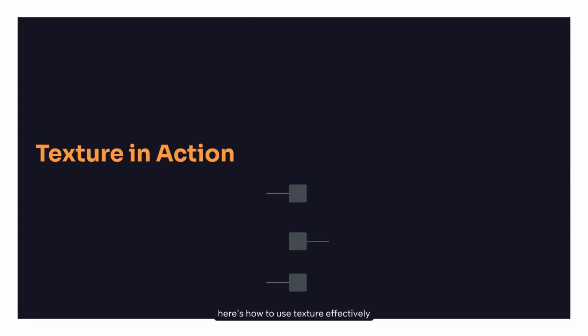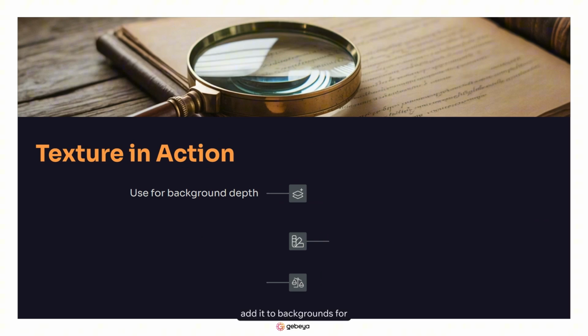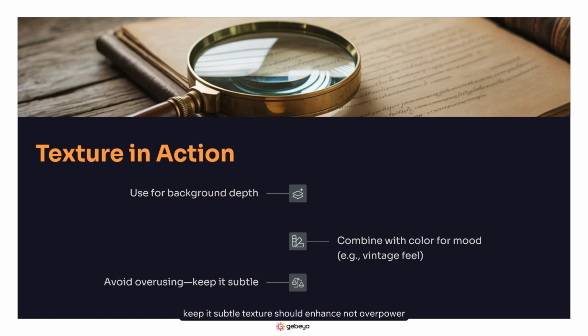Here's how to use texture effectively. Add it to backgrounds for depth without destruction. Use it to support your mood, like rough grunge for an urban brand or soft linen for a wellness vibe. Keep it subtle. Texture should enhance, not overpower. If everything is textured, nothing stands out. So, pick your moments and use texture with purpose.